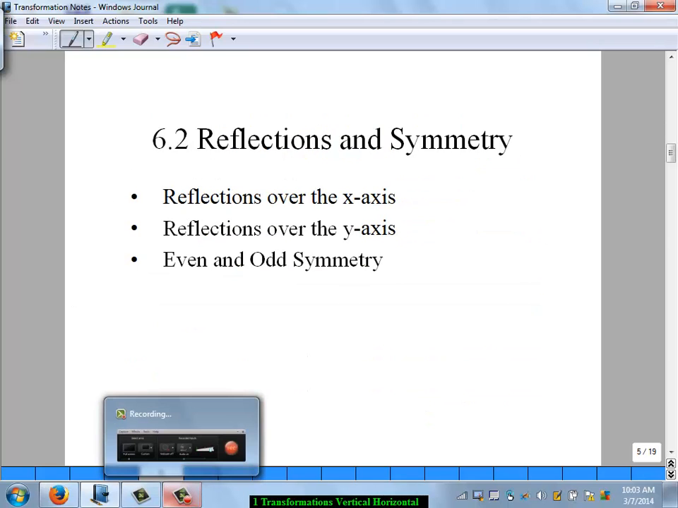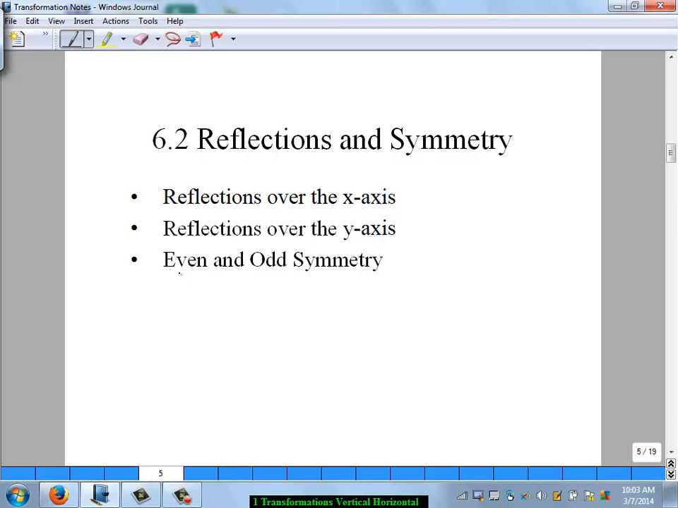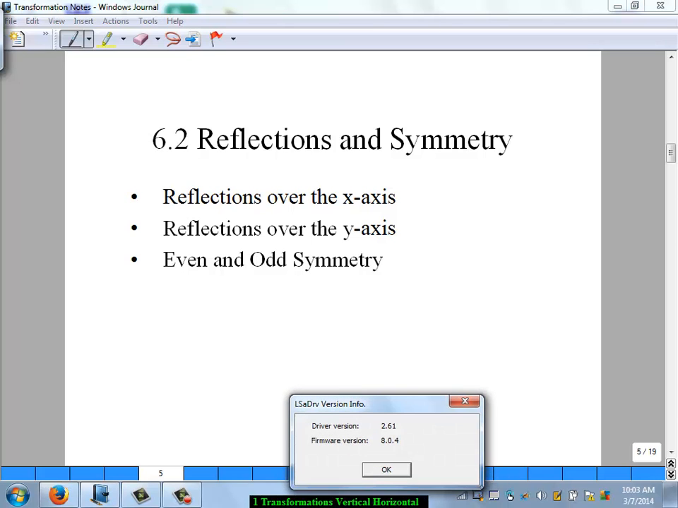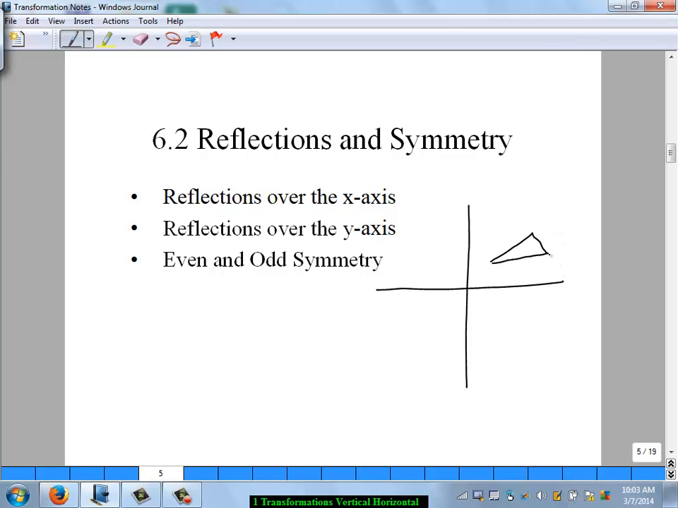All right, the next thing we're going to talk about is reflections and symmetry. We're going to reflect over the x-axis, reflect over the y-axis, and talk about even and odd symmetry. So let's draw a little picture first, and remember a little rule we did in geometry. Here I have this really nice little triangle. This is my x-axis and this is my y-axis.